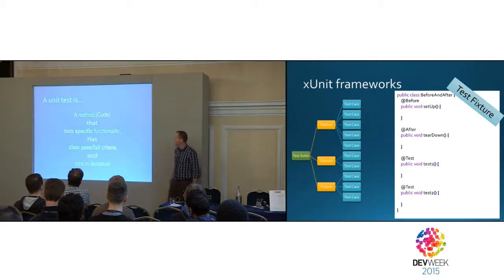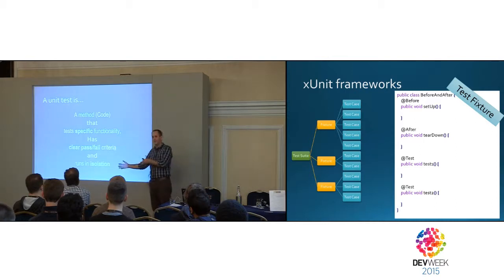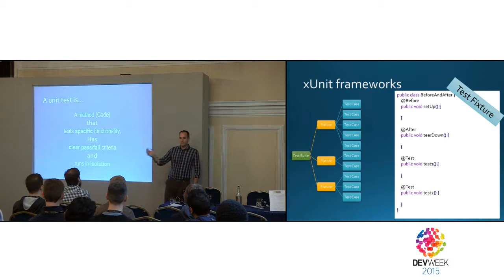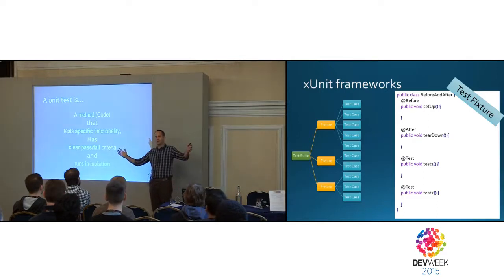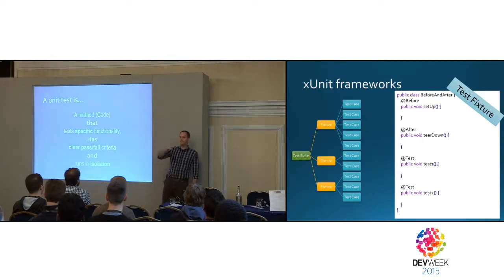Now, a unit test actually has nothing to do with the unit testing framework. It's actual code. It's a method. The unit testing framework just enables me to run that code. That's it. And it's a test that has very specific functionality. Very easy to say, very hard to do. We developers, we don't talk specific, we talk generic. We want code that does everything, all possible cases. Unit tests say the exact opposite. We want to test something very specific.